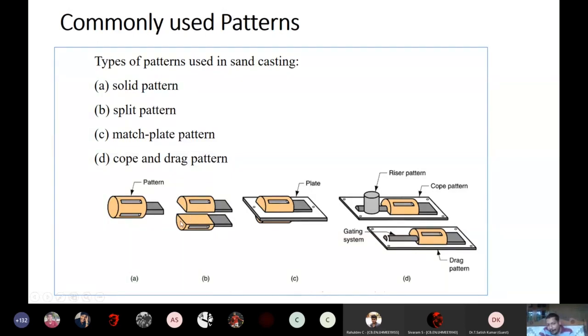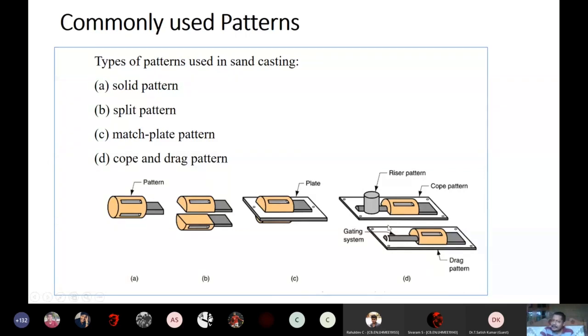So after keeping one pattern with the hole initially on the drag box, and when you invert it to the other side using this pin, you can locate it on the exact shape and exact position. So that is the way the solid piece patterns will work. In the case of match plate, the patterns are fixed on both sides. So easily you can make the mold by using this match plate pattern.